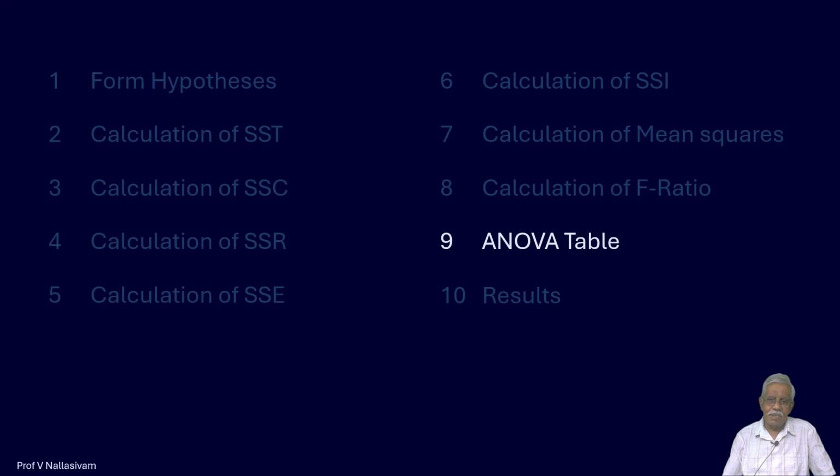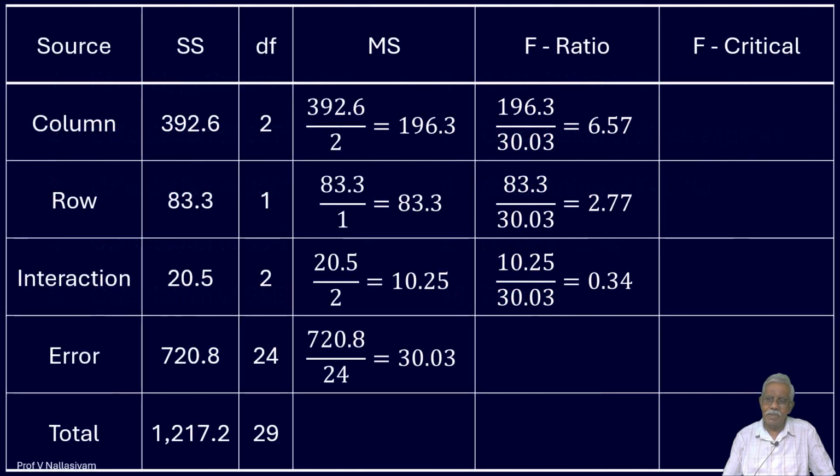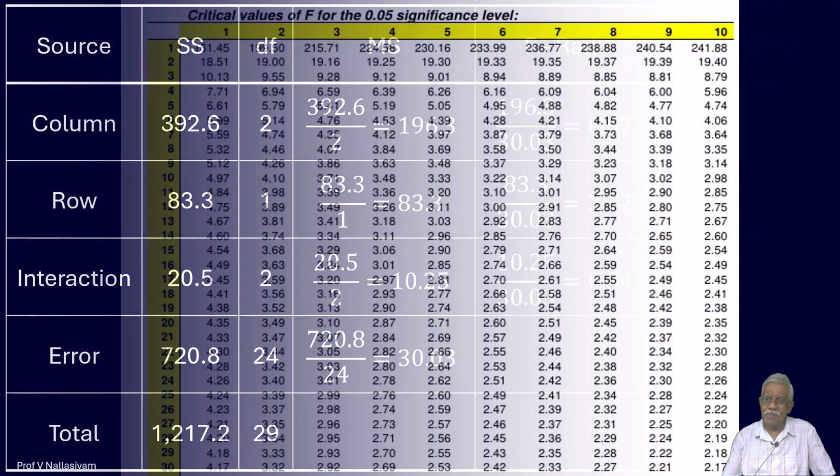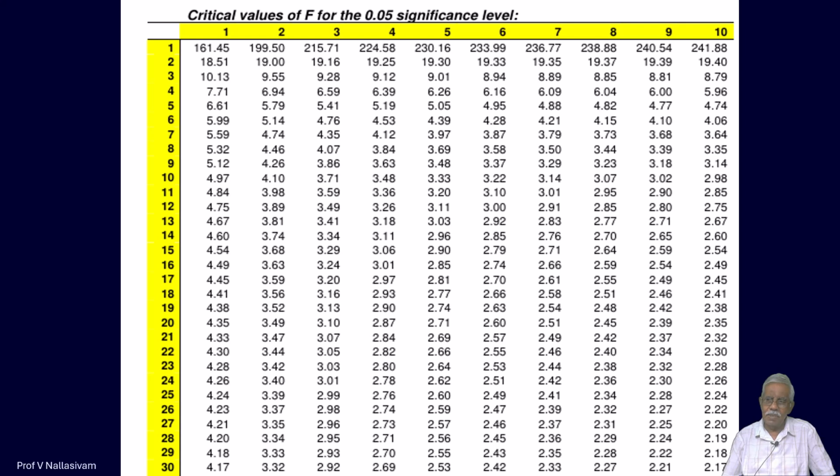Next, we shall construct the ANOVA table and populate the cells with values. In the ANOVA table, the critical values of F are missing. Without this, we cannot test the hypothesis. Okay, there is no mention about the significance level, so we shall use our discretion. We shall test the hypothesis at 5% level of significance. Use the F table that is constructed for 5% level of significance.